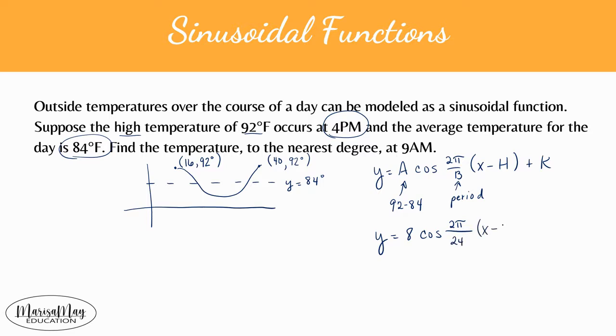Your horizontal shift is for your hill, so you want to shift to your first hill, and the reason for that is because cosine begins on a hill on the y-axis. And then you're going to shift up. That is your midline. So in this case, that is 84. So what we're going to do, we're going to put this into Desmos. We're going to type it in, and we're going to substitute 9 for x. So let's take a look.